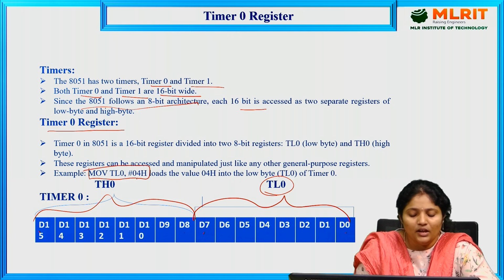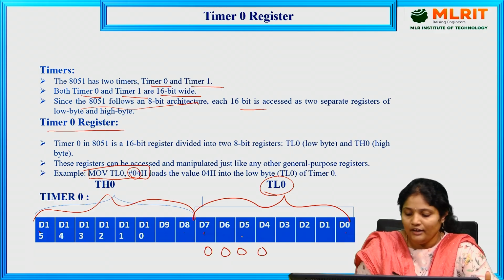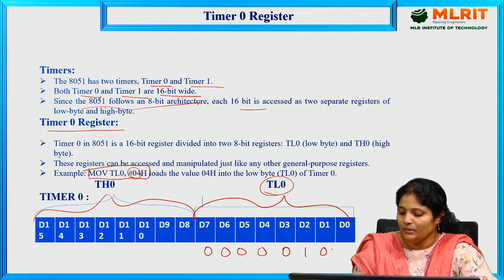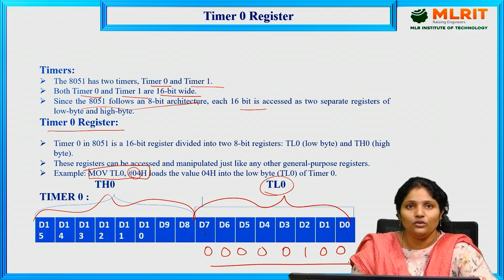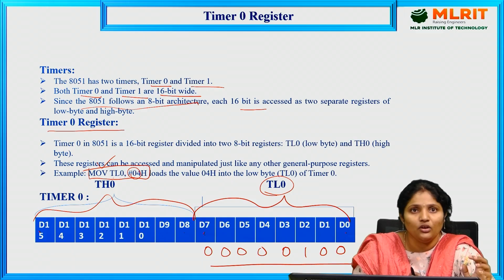So here we are loading the immediate value 04H into the TL register. Here 0 becomes 0000, and 4 we represent as 0100. This is the value in the Timer 0 register after executing this particular instruction. Here we are mentioning TL0, meaning Timer 0 lower byte. If it is TH0, it is Timer 0 higher byte.